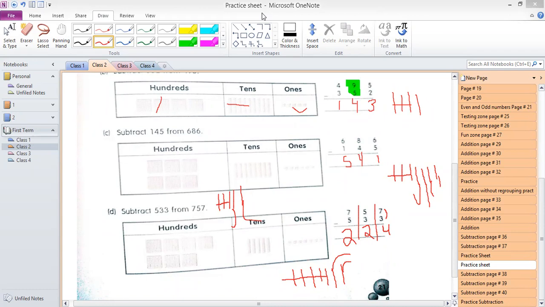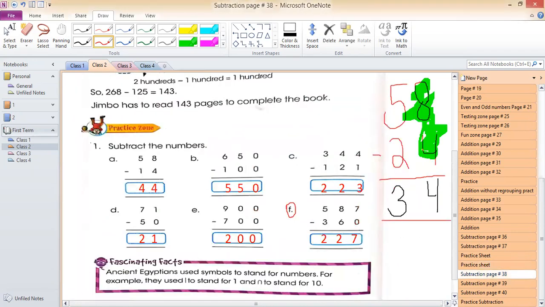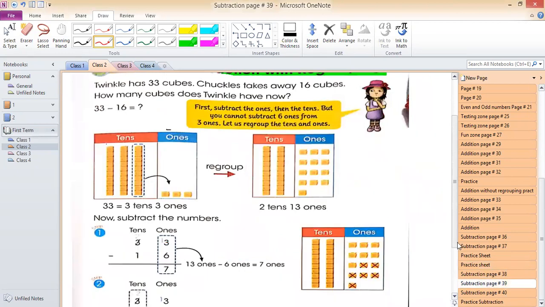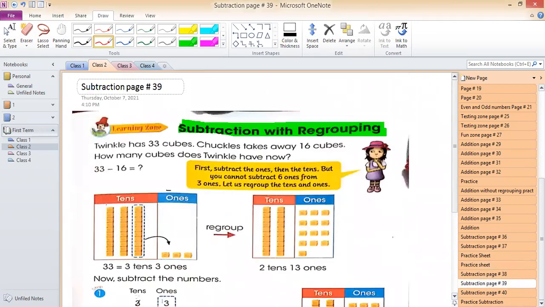Now we will come to page number 38 of the book, 39, sorry. Come to page number 39 of the book, guys. The topic we are going to start is subtraction with regrouping. So please open your book, page number 39. Page number 39.